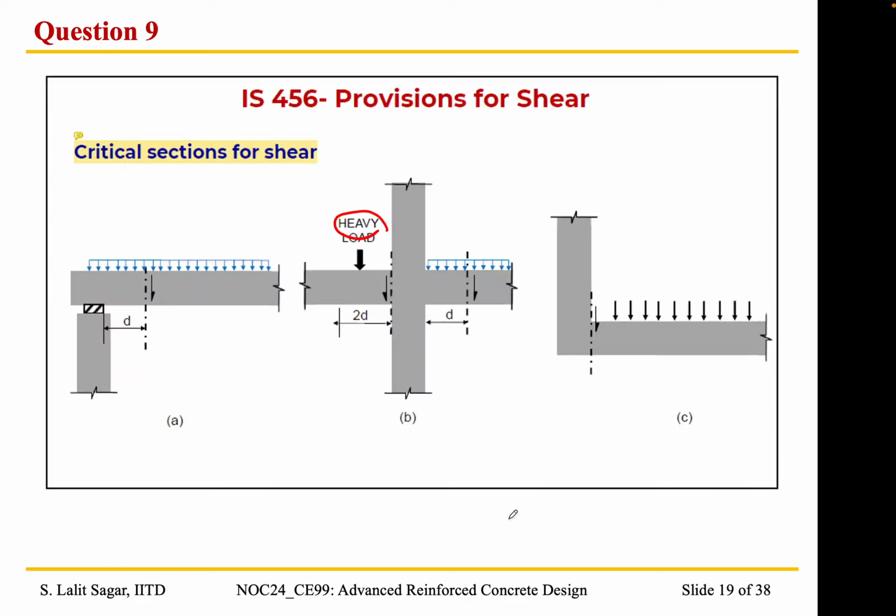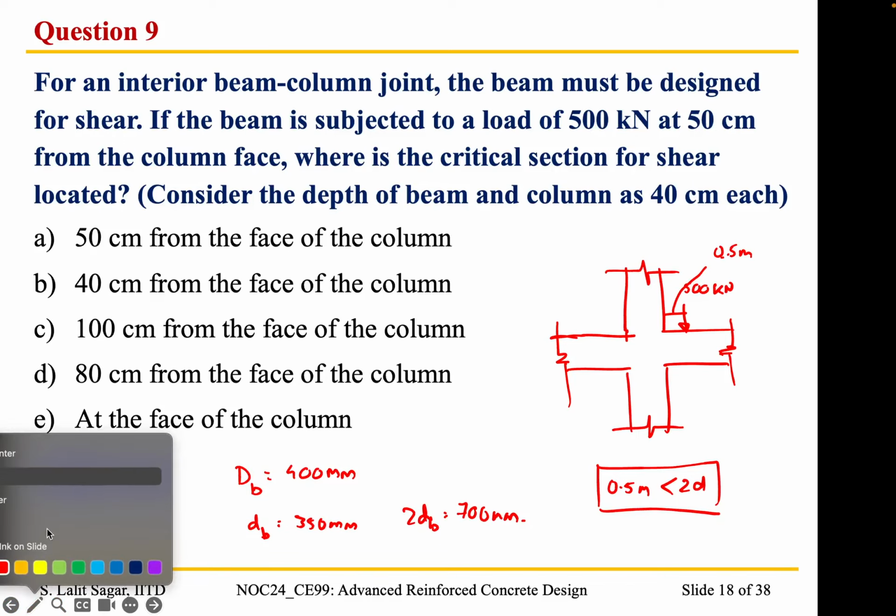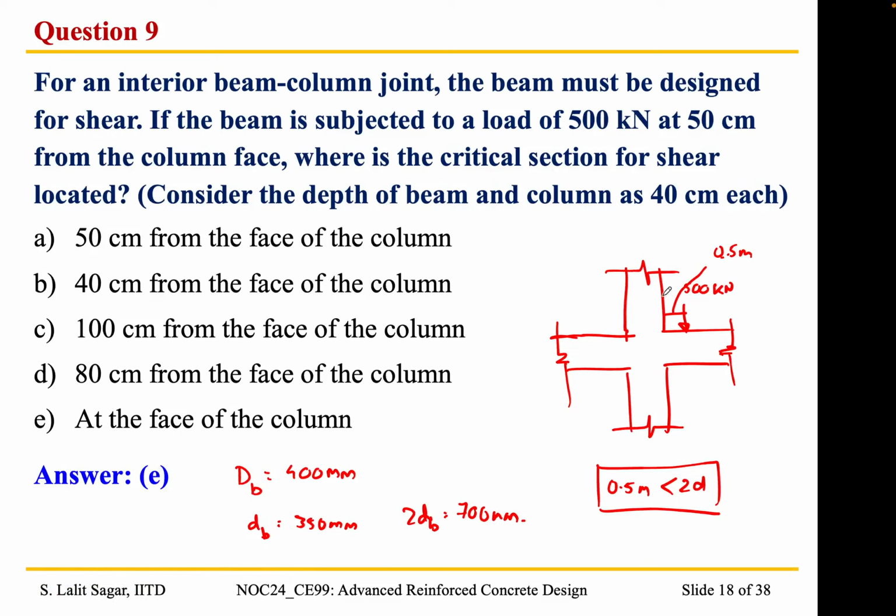As per the IS code provisions, since the heavy load is acting within a distance of 2d from the beam column interface, since 0.5 meter is less than 2d, we need to consider the critical section at the beam column interface. Let me highlight in a different color. We need to consider the critical cross section in order to calculate the shear force. Let me call it XX. So the critical section has to be taken at the face of the column, and hence option E is the right answer. Okay, moving on.